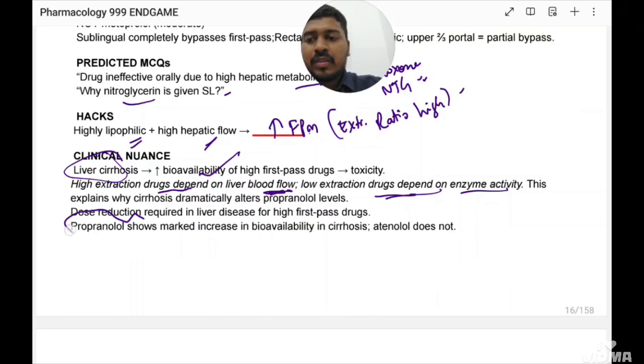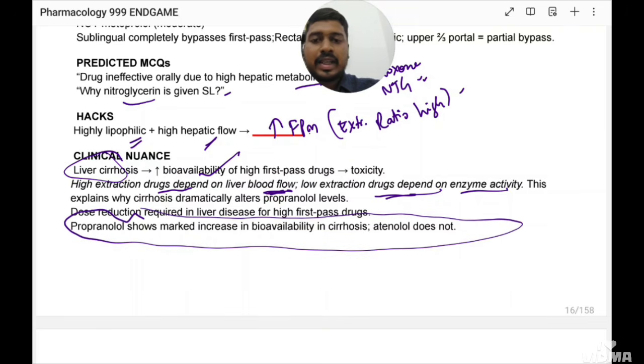Also one thing, propranolol shows marked increase in bioavailability in cirrhosis. Okay, so why do we give propranolol in cirrhosis? That is to prevent esophageal varices bleeding. Okay, so that's why we give propranolol.